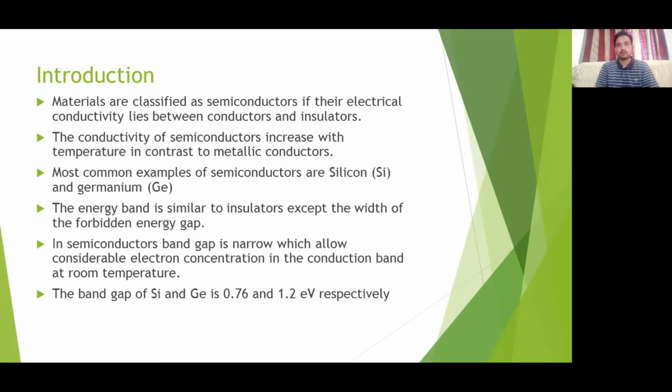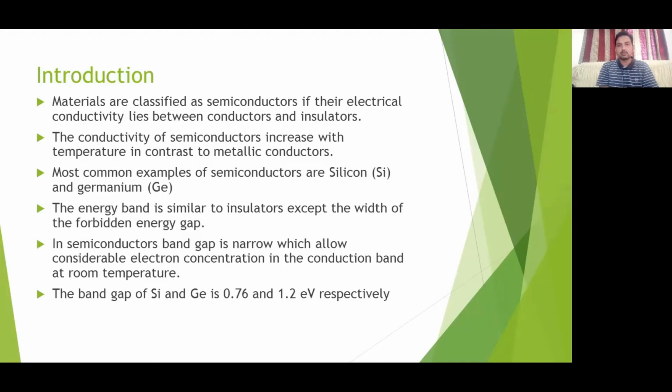We also discuss a class of material which lies in between conductor and insulator. Their properties are in between. They are neither good conductors, nor good insulators. So such materials are called semiconductors. Semiconductors have electrical conductivity between metallic conductors and insulators. The conductivity of the semiconductor increases with the increase in temperature.